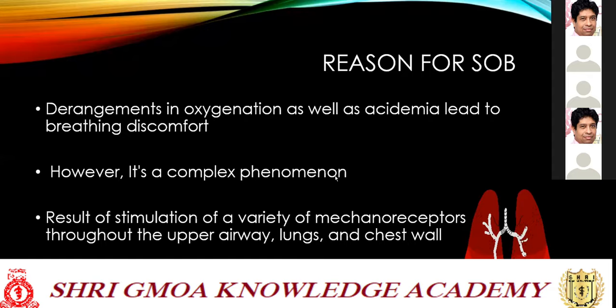Then the reasons for shortness of breath: it's a derangement of oxygenation. You know that it's basically due to hypoxia and acidemia. However, it's a very complex phenomenon, the result of stimulation of a variety of mechanoreceptors from the upper airway, lungs, and chest wall. So there is hypoxia, sometimes invariably associated with acidosis, that will stimulate your respiratory center along with these mechanoreceptors. That is how you develop shortness of breath.